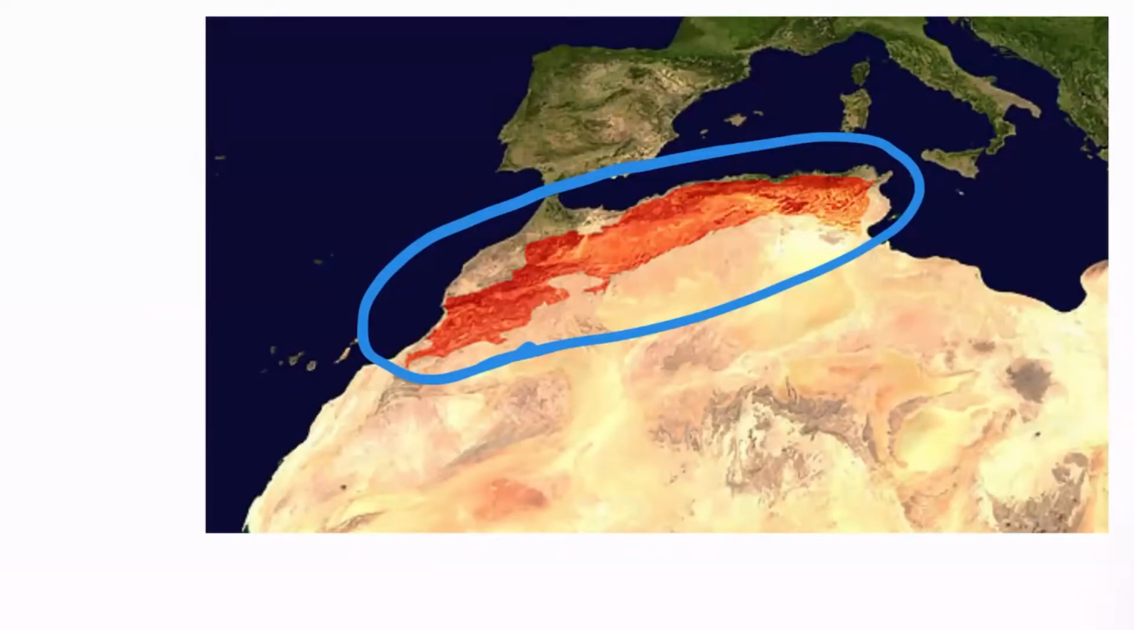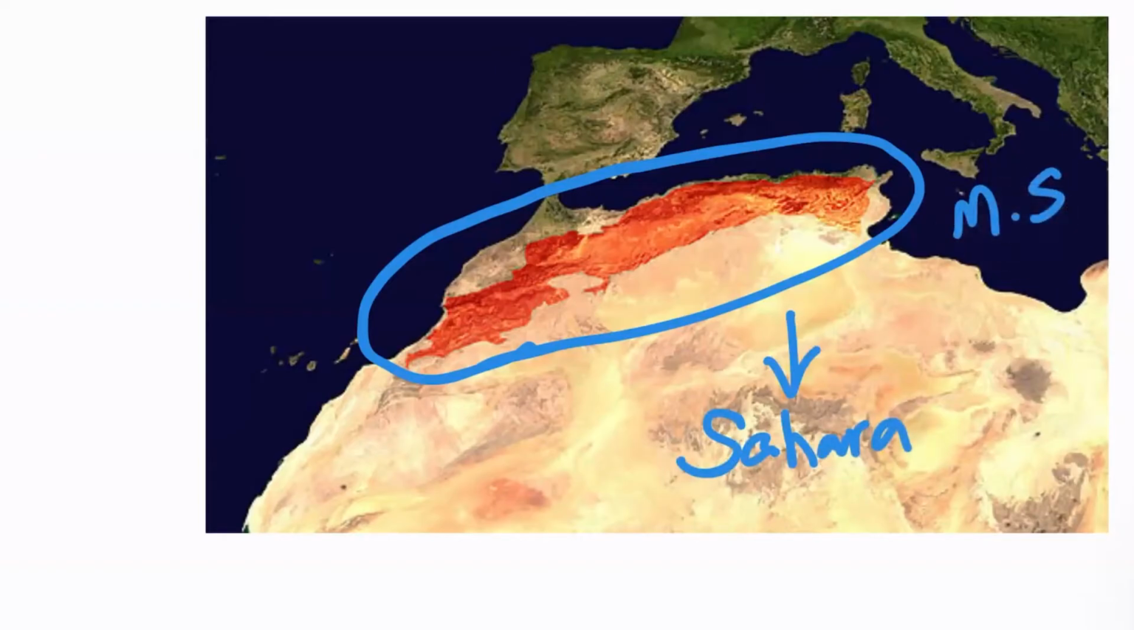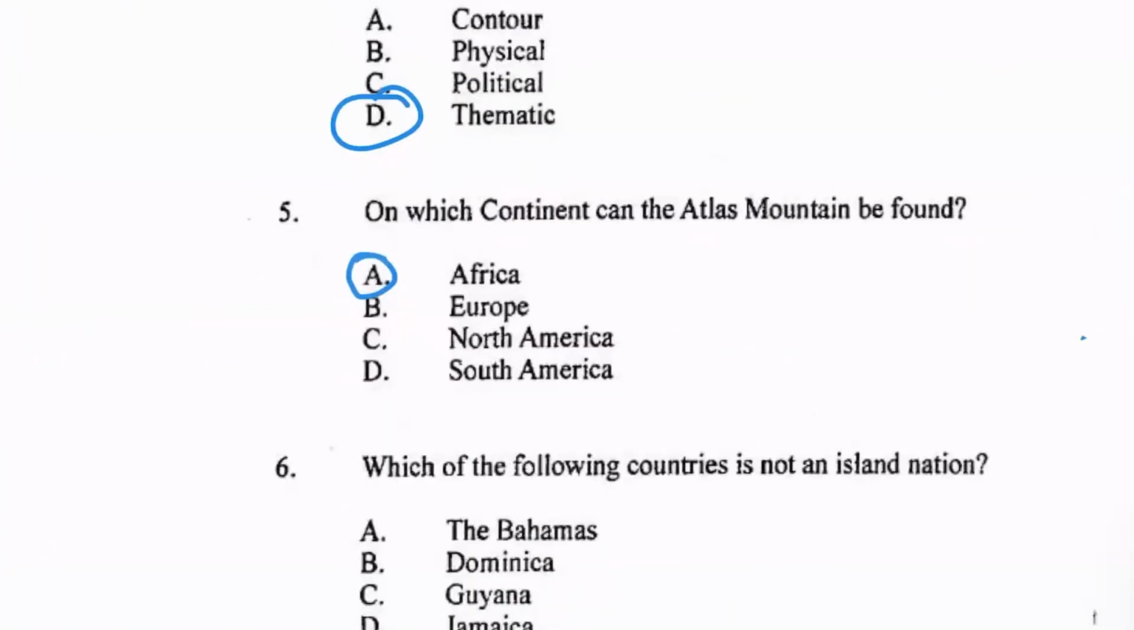This is North Africa. The Atlas Mountains are located between the Sahara Desert, which is down there, and the Mediterranean Sea, which is right there. You can see Italy, which is shaped like a little boot. That's one way to help you remember what it looks like. So it's located between the Sahara Desert and the Mediterranean Sea, but also the Atlantic Ocean, which is right there. So the Atlas Mountain range is located in Africa. So the answer for that is A.